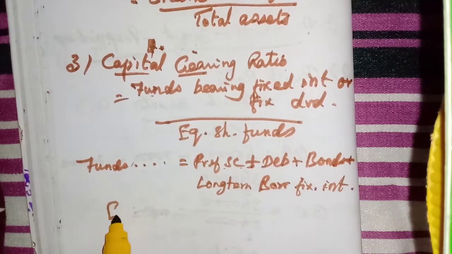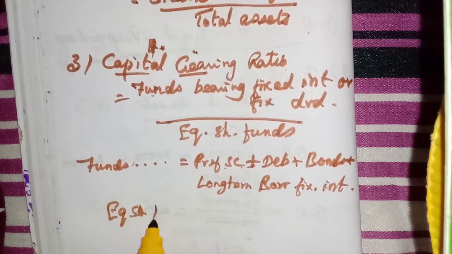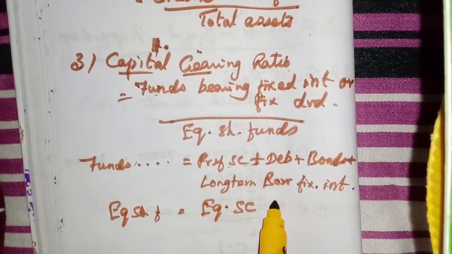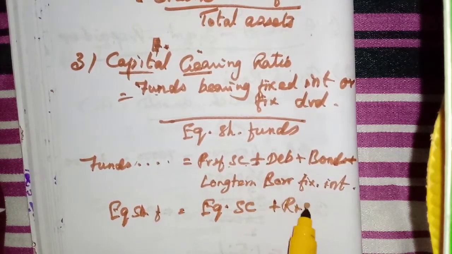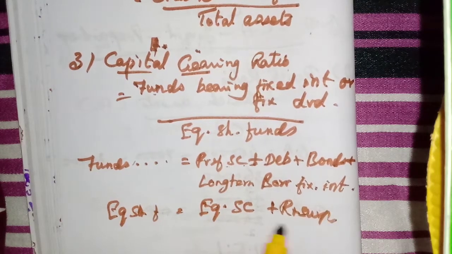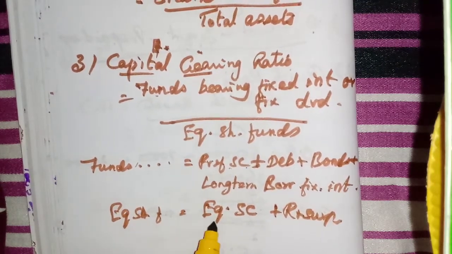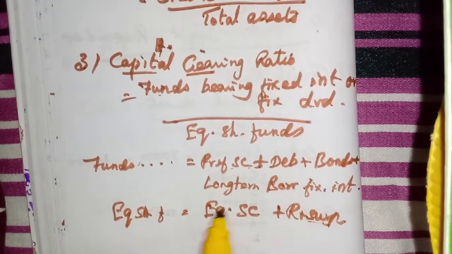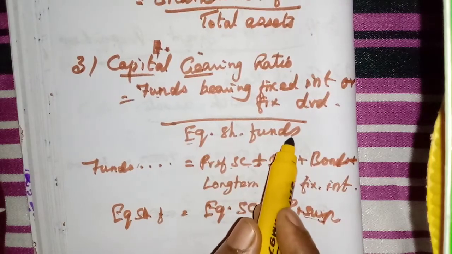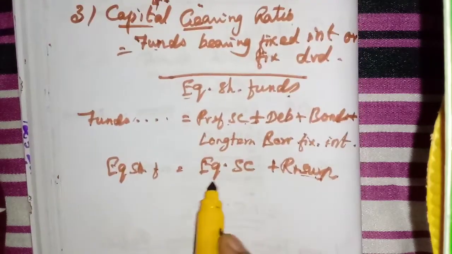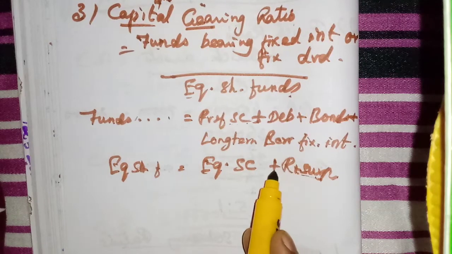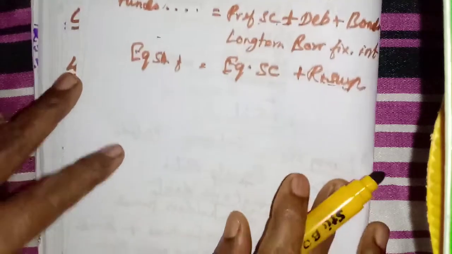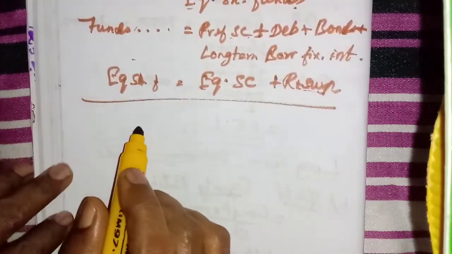Then here, equity shareholders funds means equity share capital plus reserves and surplus. Only these two items. Shareholders funds means equity share capital, preference share capital and reserves and surplus. But here only equity shareholders funds are given, so only equity share capital plus reserves and surplus. Now we are thorough about these three formulas. Now we will do the problem.